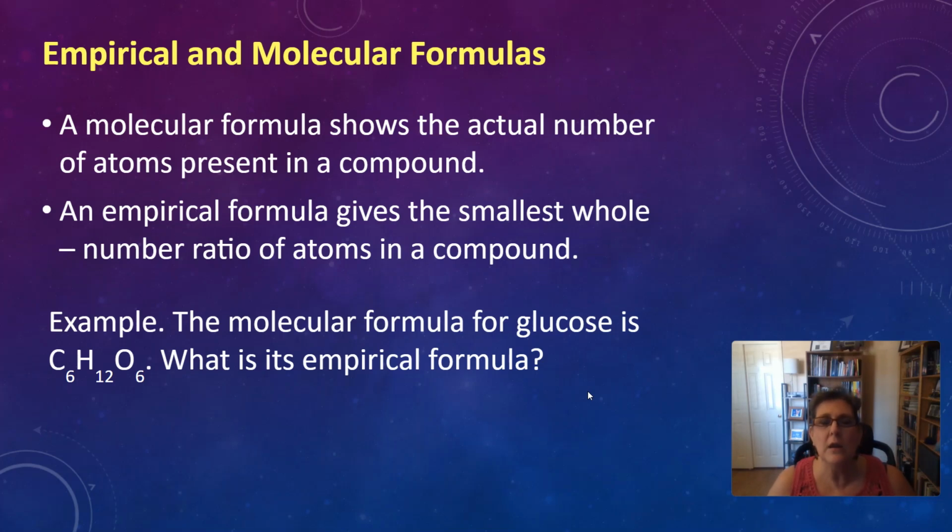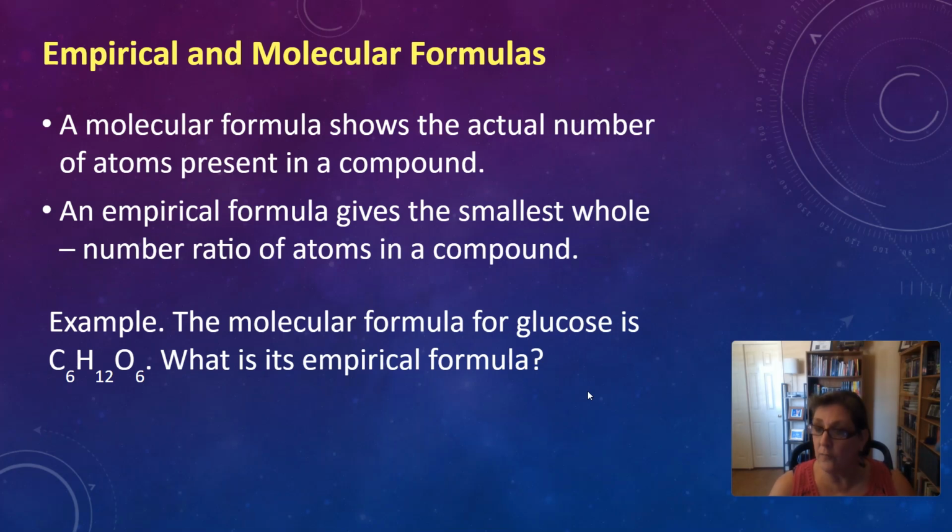Now, you already know what a molecular formula is, like water is H2O, ammonia is NH3, salt is NaCl. Magnesium bromide is MgBr2. So those are molecular formulas. So a molecular formula shows you the actual number of atoms present in the compound. So it's real. It's how many atoms are actually in that compound or molecule.